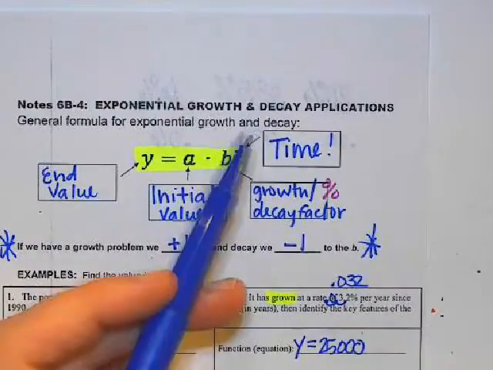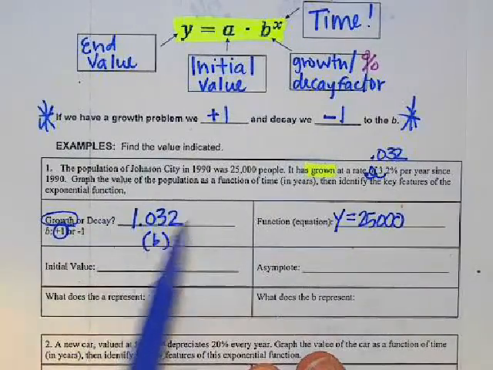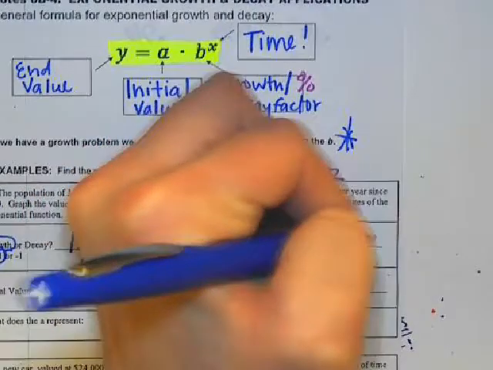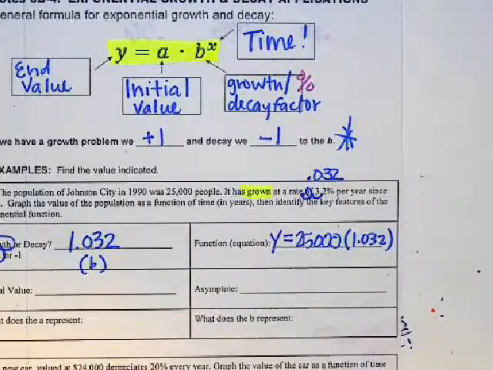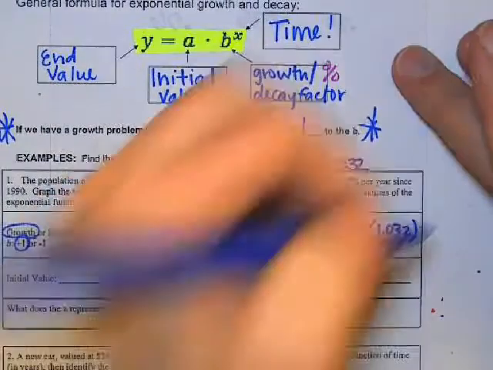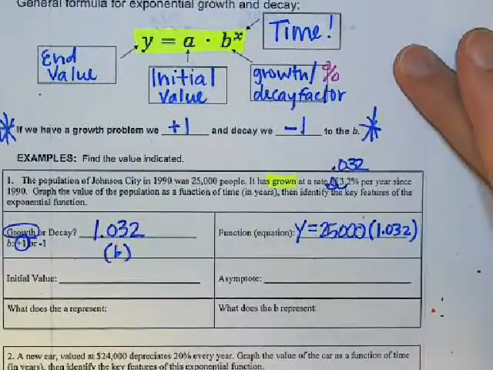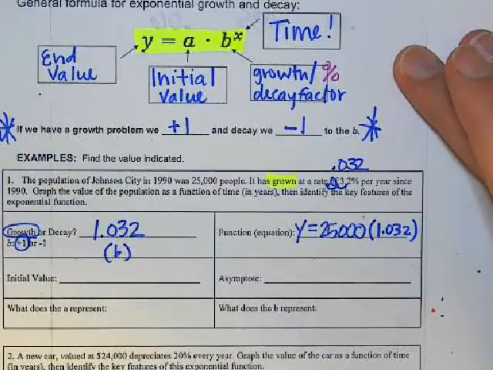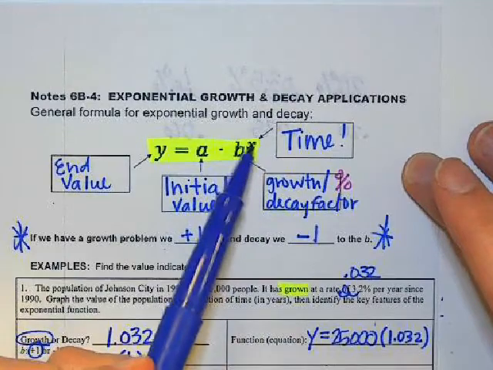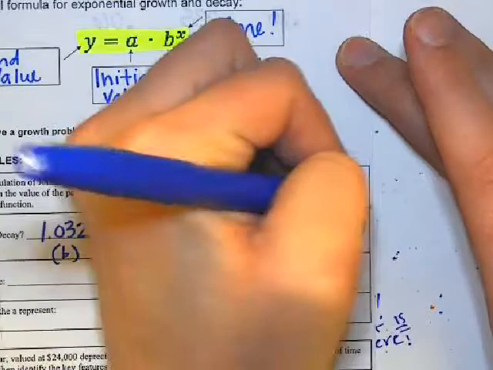What is my B? Well, we figured that out right here, right? You guys told me this is my B number. So I'm going to put that for B, 1.032. Do I know the period of time that we're looking at right now? Does it tell me exactly how many years we want to know? No. It does not say after 5 years what was the population. So right now, I don't know the time frame, so I'm just going to leave it X.